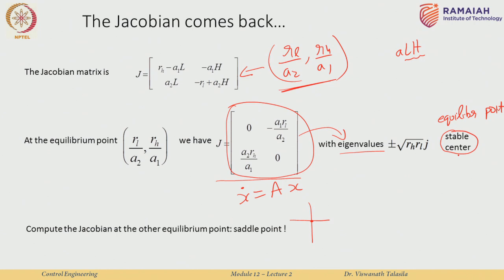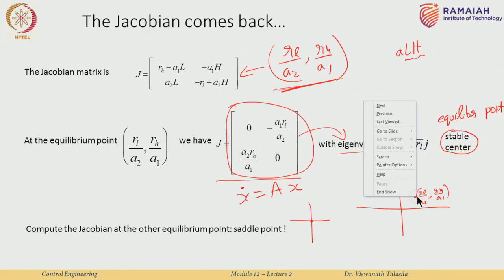Stable center has a very unique understanding or notion of what the dynamics would mean, and it basically would say that if this is an equilibrium point, so when I evaluate these two values and I get this particular point over here, this would be my RL by A2 and RH by A1, and if you start at the equilibrium point, as by the definition, and we will also see in the simulation shortly, the dynamics will tend to stay at this point only, it does not go anywhere else.